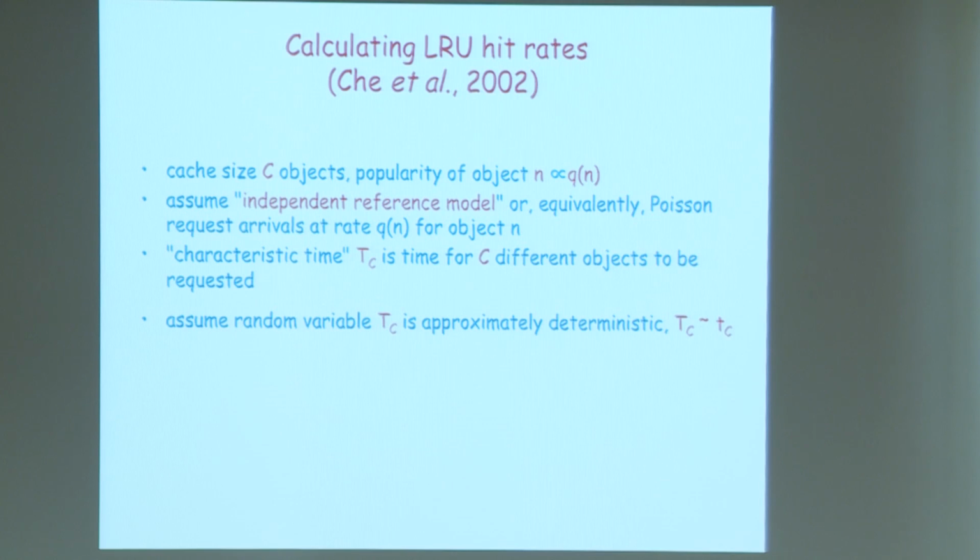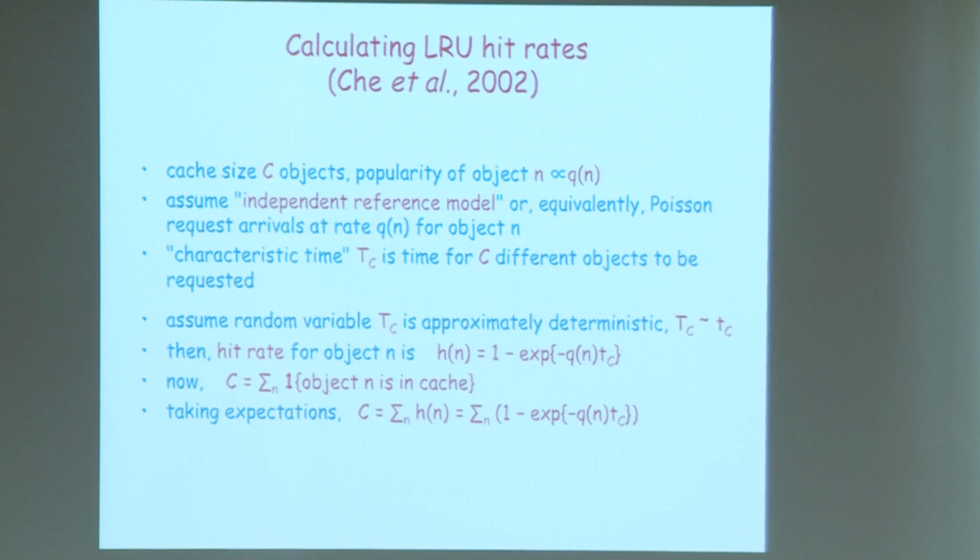And the idea of these authors was that we'd forget about it being random, varying, and we assume it's a constant, unknown constant. And if it's an unknown constant, the fact that the independent reference model can be modeled by Poisson requests means that you can calculate the hit rate, which is the probability that the interval between two requests is greater than this characteristic time. And that's given by this exponential function.